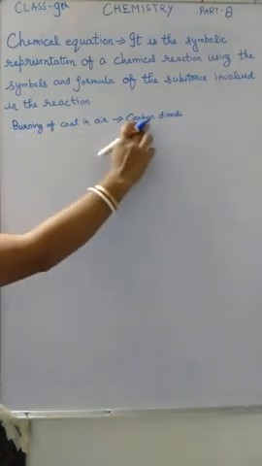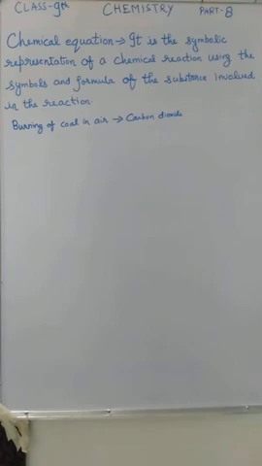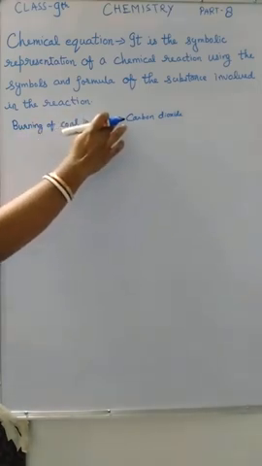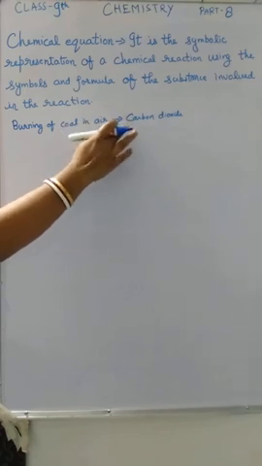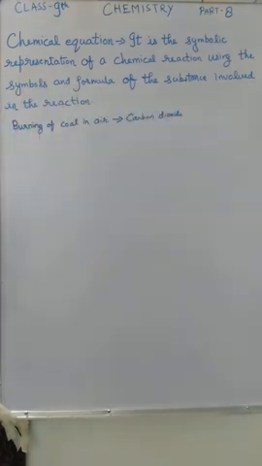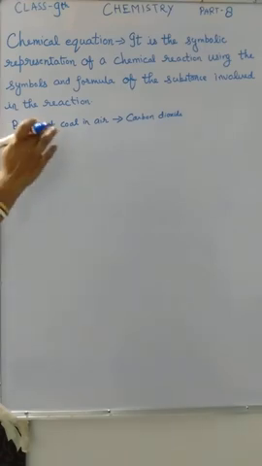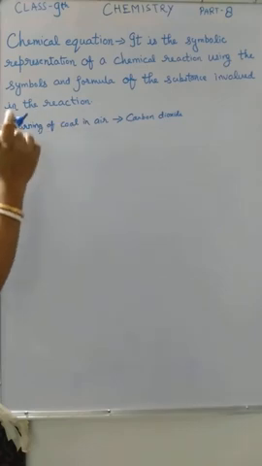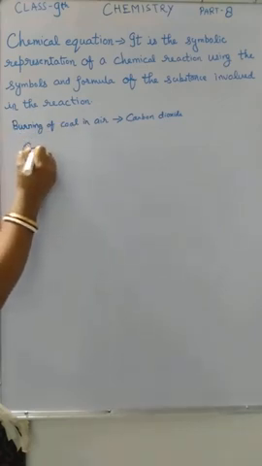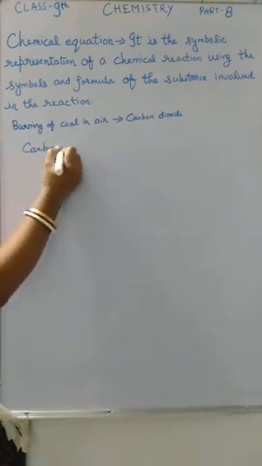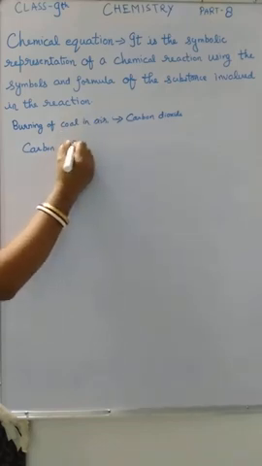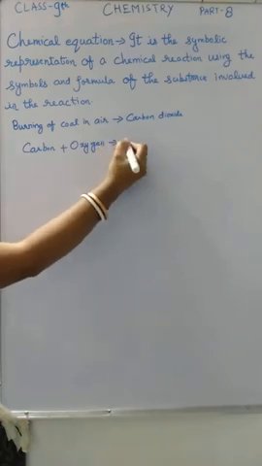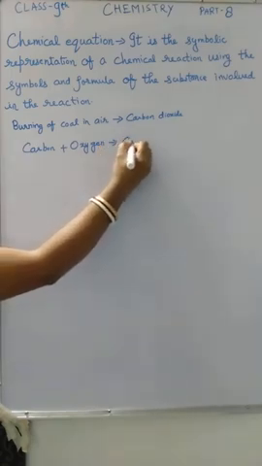So this is a reaction. Burning of coal in air is a chemical reaction in which a new substance, carbon dioxide, is formed. If you write this sentence like this, the coal means carbon, in the presence of air means oxygen. When carbon is reacting with oxygen, it forms carbon dioxide.